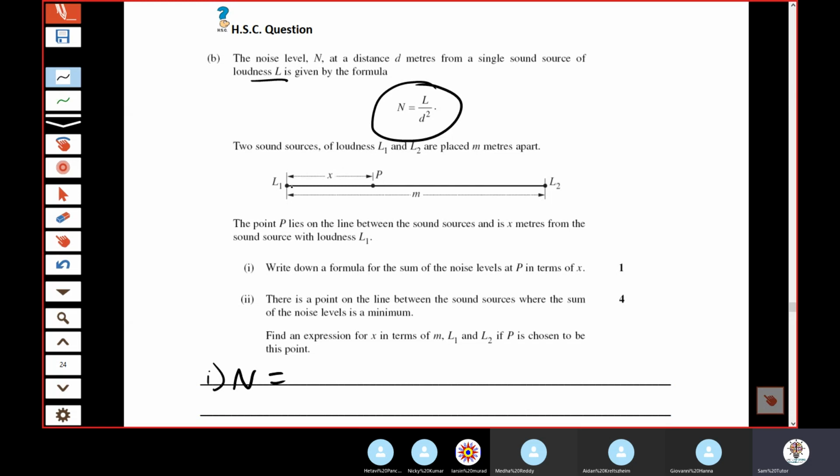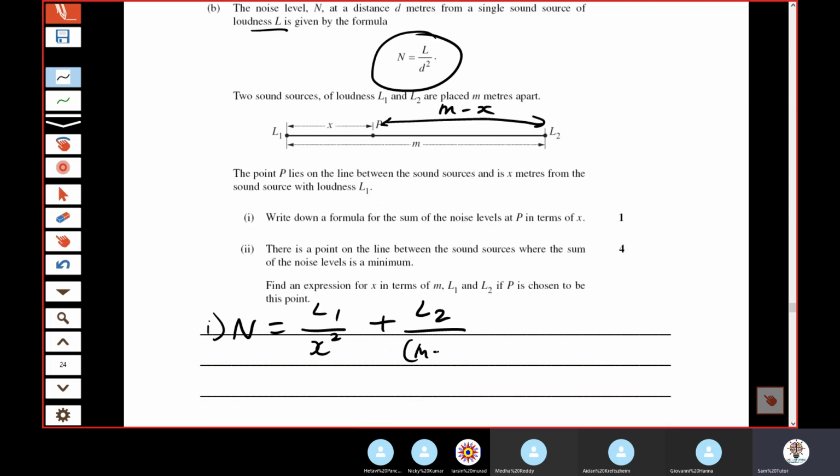Well, what is L here? L1, over what's the distance to P? x squared, because it's squared, right? Plus, what's the other loudness? L2, over what's the distance to P? m minus x, squared. And we're done. That is the sum of the noise levels at P in terms of x.